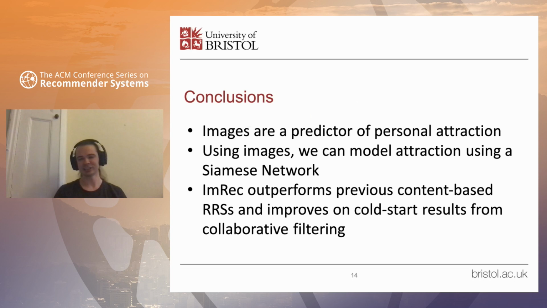So in conclusion, images are a predictor of personal attraction. This model is proof of that. I think that's a very interesting result, not only for computer science, but also for social science. As far as we could find, this was the first demonstration that you can learn attraction using images. We can model this using a Siamese network, as I said. And ImRec outperforms previous content-based RRSs and also improves on cold start results from collaborative filtering.